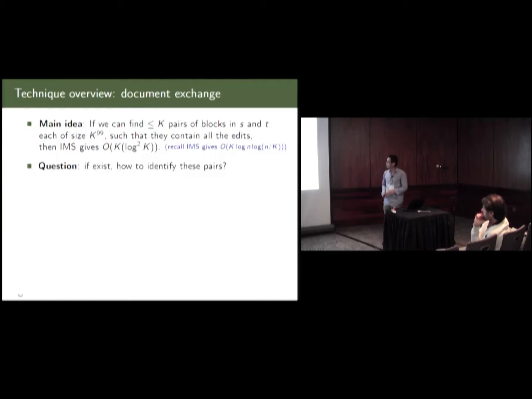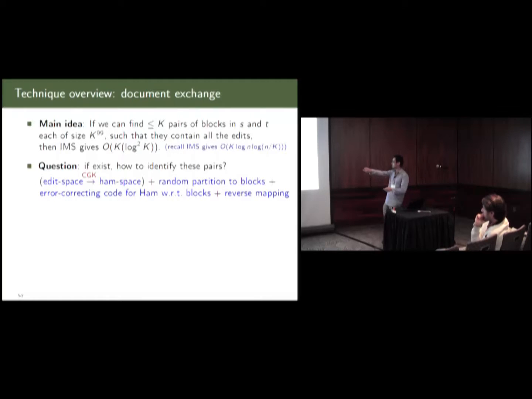The question is, of course, how to identify those neighborhood pairs where the edits are located. Here's the overall high-level idea. We first do the CGK embedding to think about the problem in the Hamming space. Then we get S prime and T prime, two strings in the Hamming space. We do a random partition into blocks, and then we apply an error correcting code for Hamming distance with respect to those blocks. Then we do the reverse embedding. In Hamming space, things are always nice, so we can do a random partition because the strings are aligned perfectly.